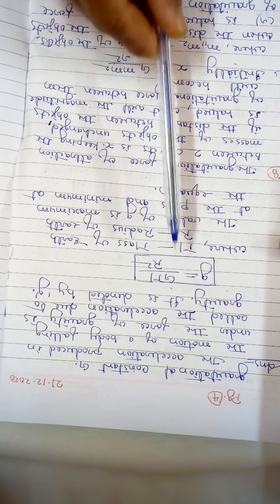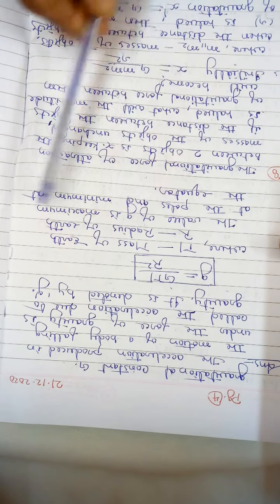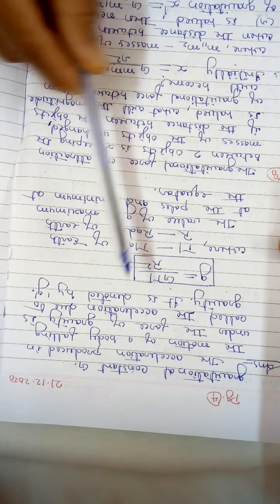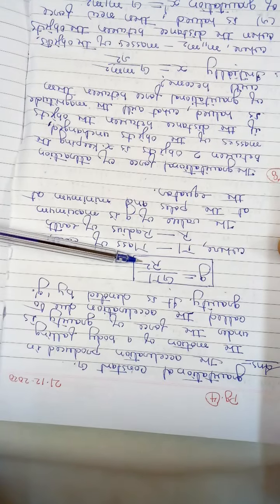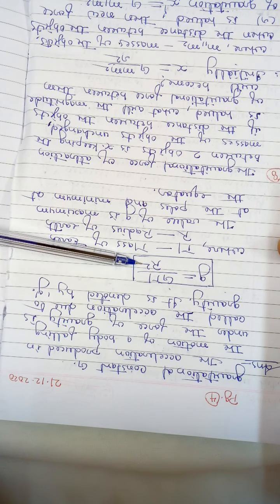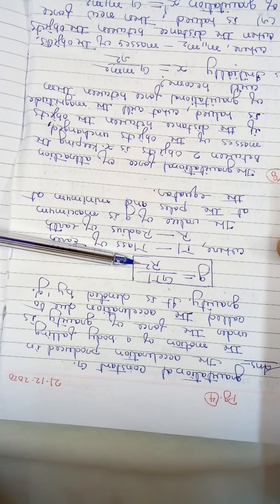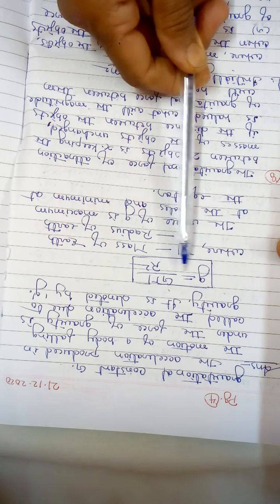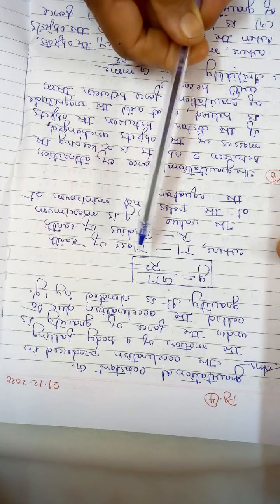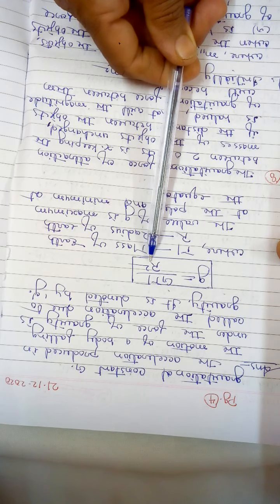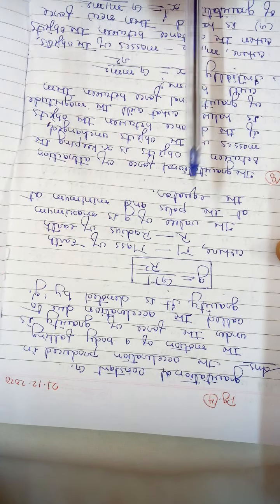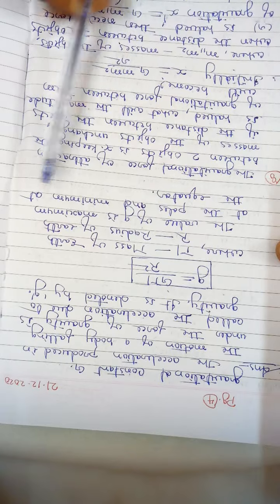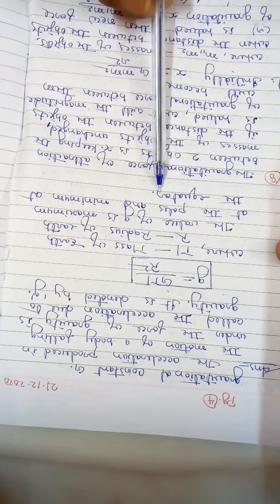We can see from this formula that the value of g is maximum at the poles, because the distance of the pole from the center of earth is minimum, and the distance of the surface at the equator from the center of the earth is maximum. So the value of g is maximum at the poles and minimum at the equator.